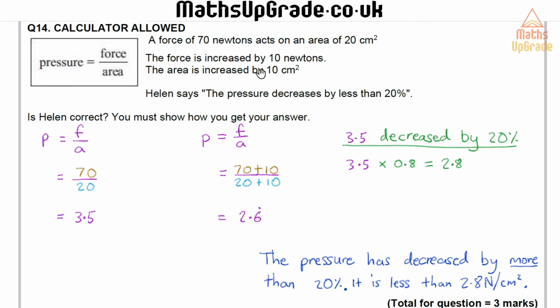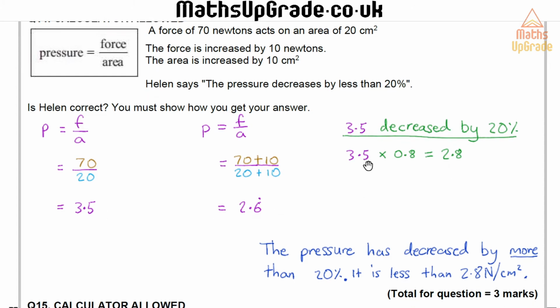Now let's find the pressure when we've increased the force and the area. Increasing the force by 10 is 80. Increasing the area by 10 is 30. So 80 divided by 30 would give me 2.6 recurring. Okay, so Helen says the pressure decreases by less than 20%. So if I decrease this original pressure of 3.5 by 20%, decreasing by 20% is the same as finding 80% of the original. So multiplying by 0.80, which is 2.8 with the calculator. So the pressure, if I decrease by 20%, would actually be 2.8.